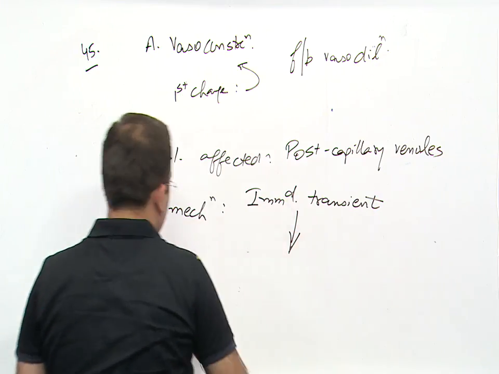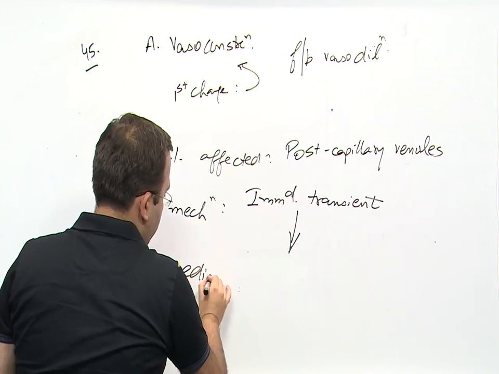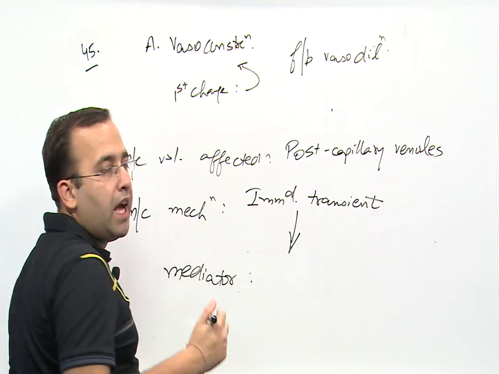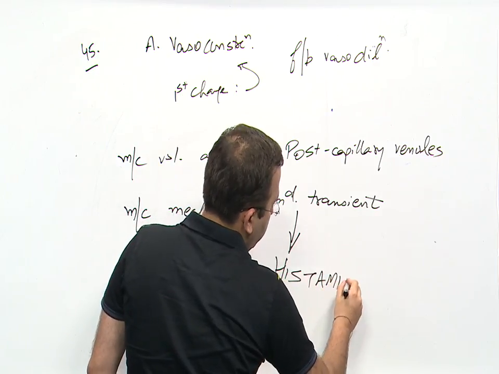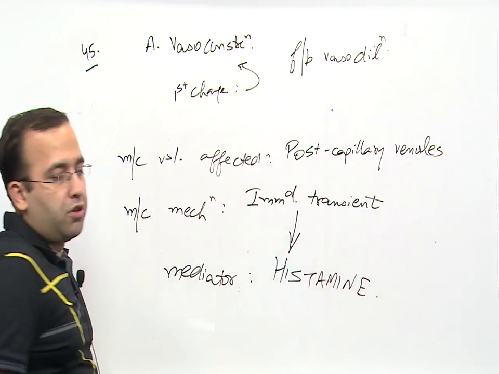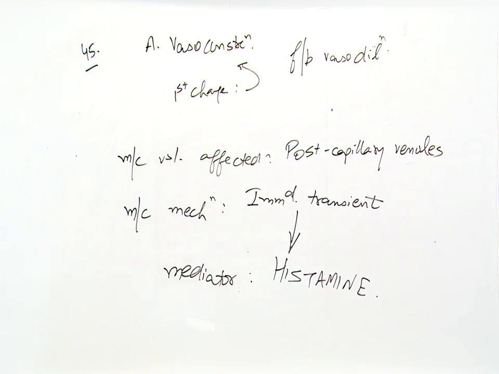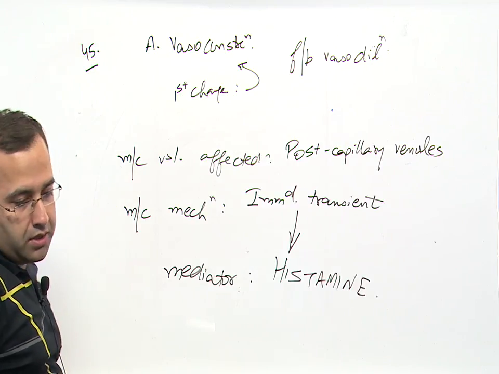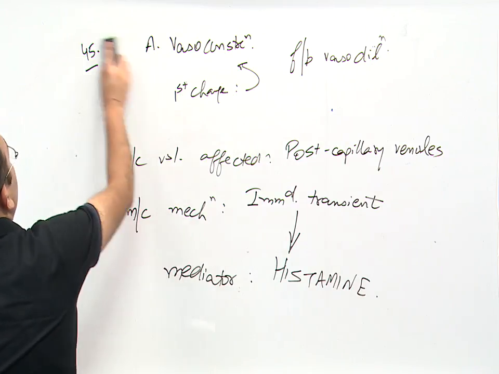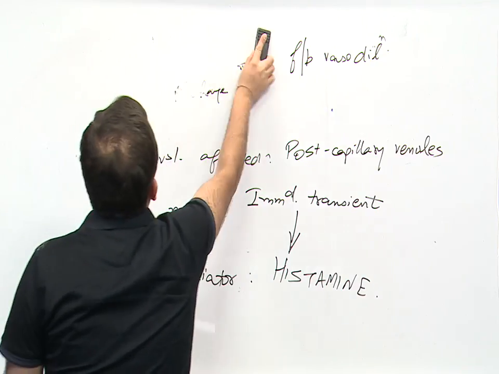Most common mediator causing an immediate transient release, histamine. Plain and simple. So the answer is vasoconstriction. Next.